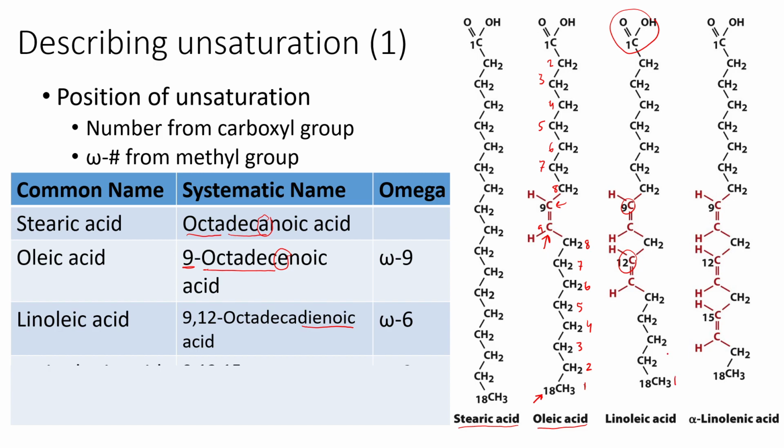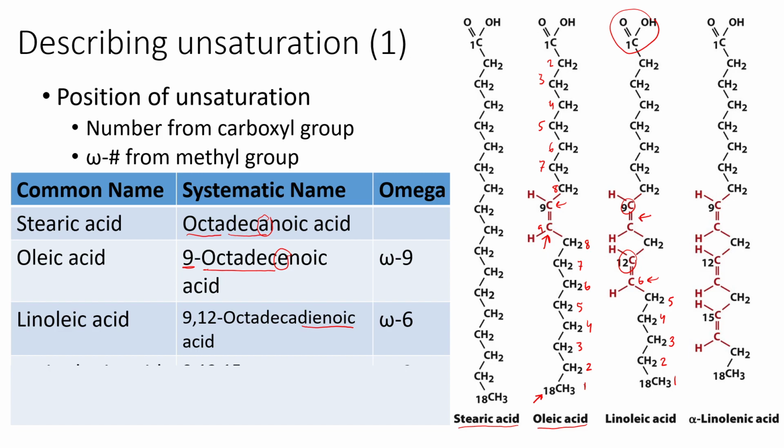So if we wanted to count this for the omega system, our first double bond is located at the 6th carbon from the omega end, and so it is an omega-6 fatty acid. And when we're using the omega system, we tend to just stop after the first double bond that we encounter. So for the omega system, we can ignore this second double bond over here.